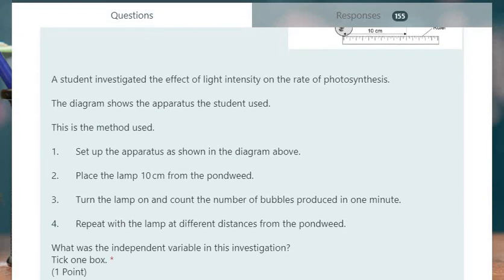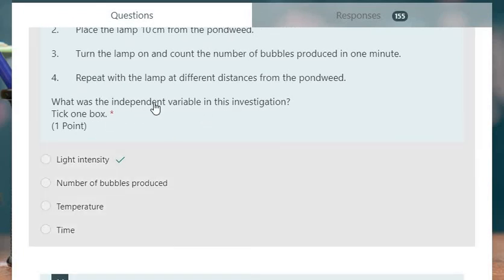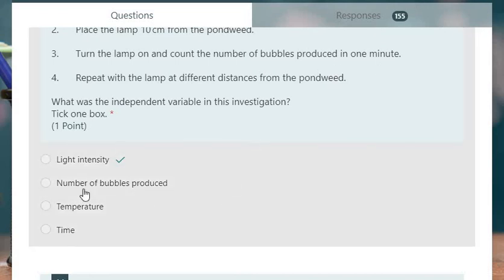Now the question itself is asking you for what was the independent variable. Now people still get muddled between independent and dependent variable, so a little way to help you remember, which I've probably told some of you before, is to think dairy milk ice cream. So dairy milk, the D is for dependent, the M is for measure. So if it was the dependent one, that's what we're measuring. In this case, we were measuring the number of bubbles produced.